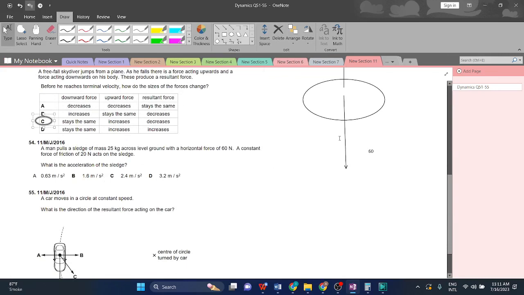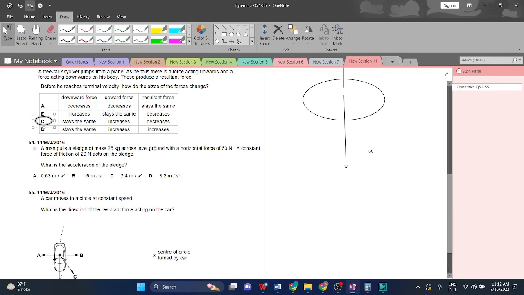Question 54. A man pulls a sledge of mass 25 kilograms across level ground with a horizontal force of 60 newtons. A constant force of friction of 20 newtons acts on the sledge. What is the acceleration of the sledge?